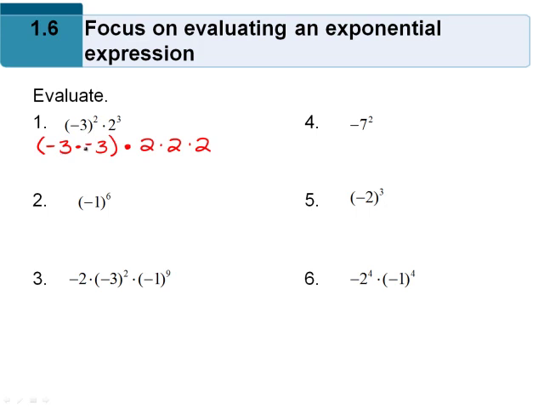Alright, so a negative times a negative, two signs are the same, so it's going to be +9. Okay, and then 2 times 2 is 4 times 2 would be 8. So now we multiply 9 times 8 and we get 72. So that would be the answer for number 1. Now look at number 2. We have a -1 to the 6th power.